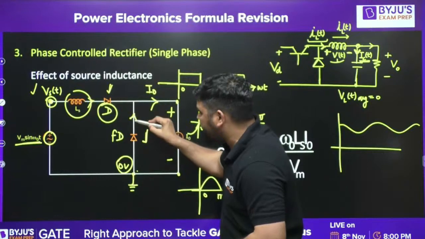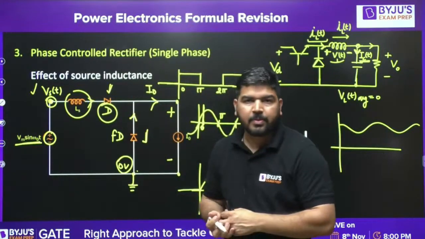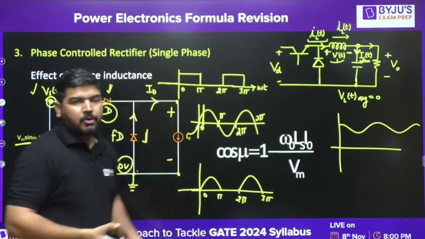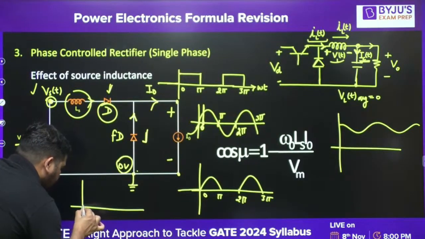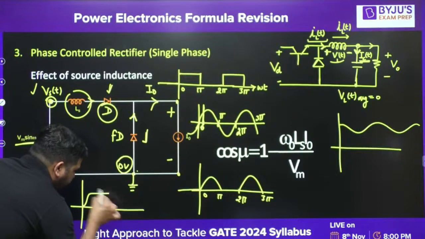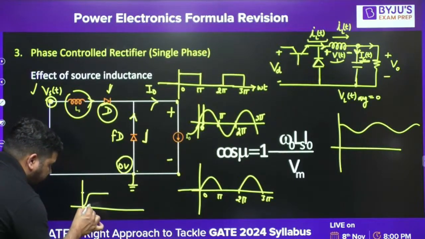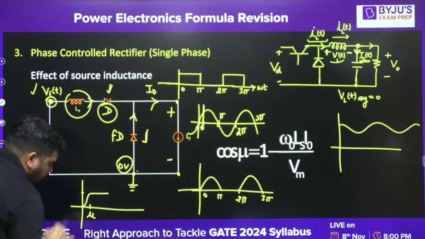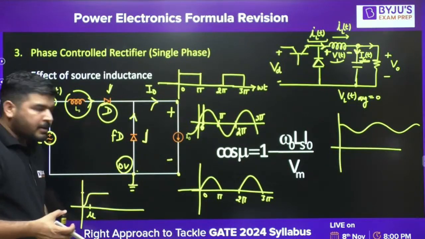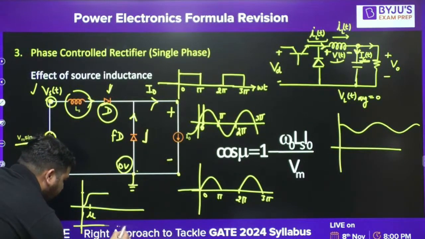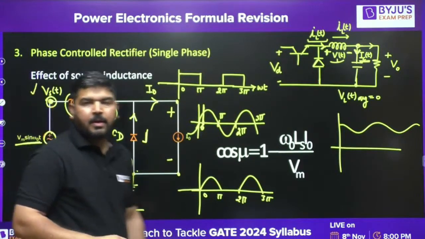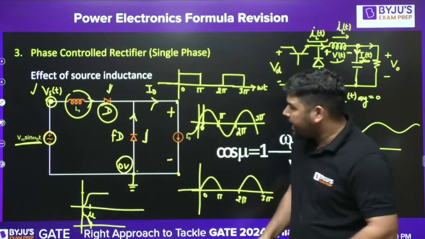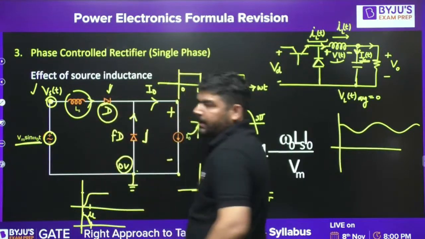This current will try to decrease and this current will try to increase. It will not increase abruptly because of this source inductance. The source current will go like this and become constant, and it will take some time, mu. Similarly, the freewheeling diode current will decrease to 0 in this mu interval. So you can say that both diodes will conduct.